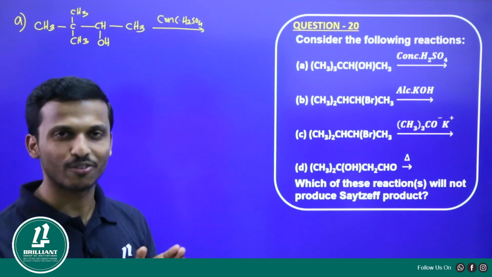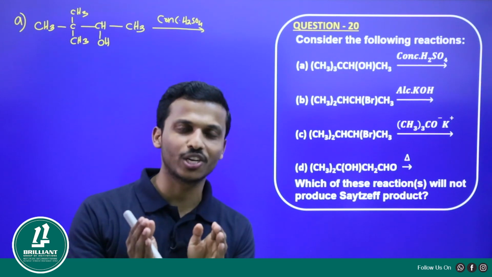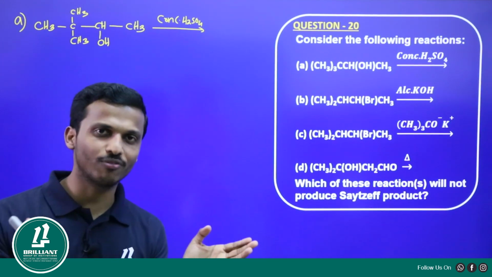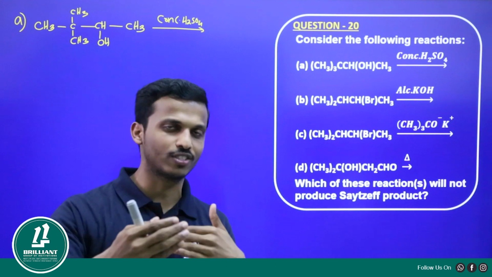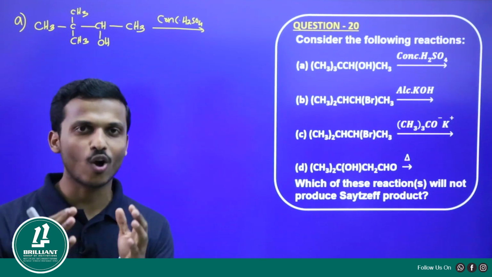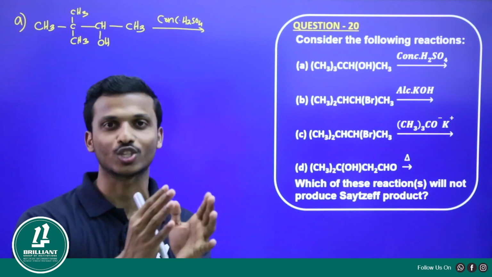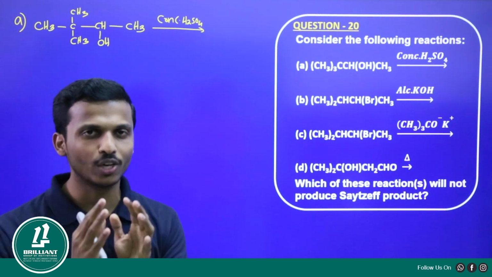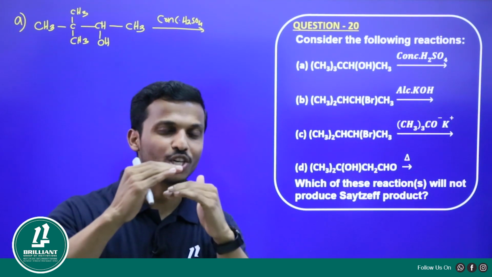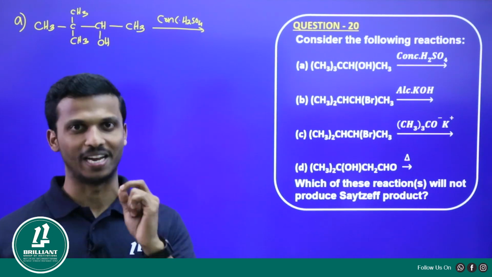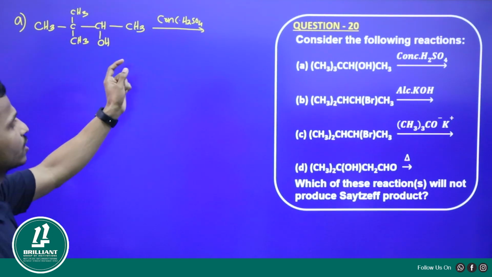What is called the Zaitsev rule? During the formation of an alkene, suppose you are getting two products, according to the Zaitsev rule, more substituted alkenes are more stable. What's the point? According to the Zaitsev rule, more substituted alkenes are more stable. Let's see what alkene is forming here.